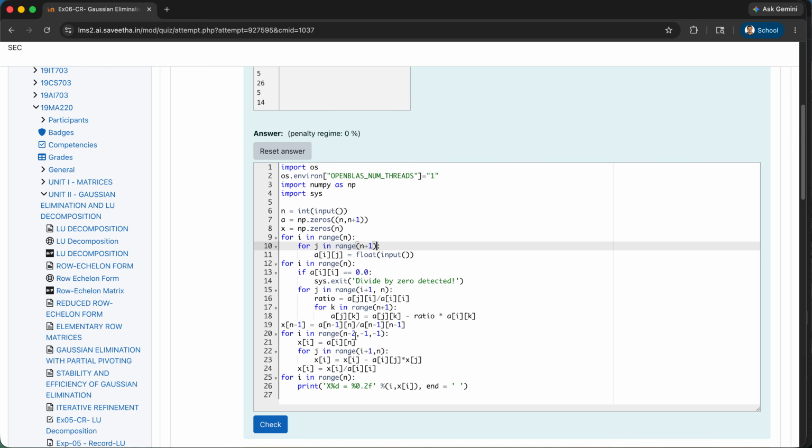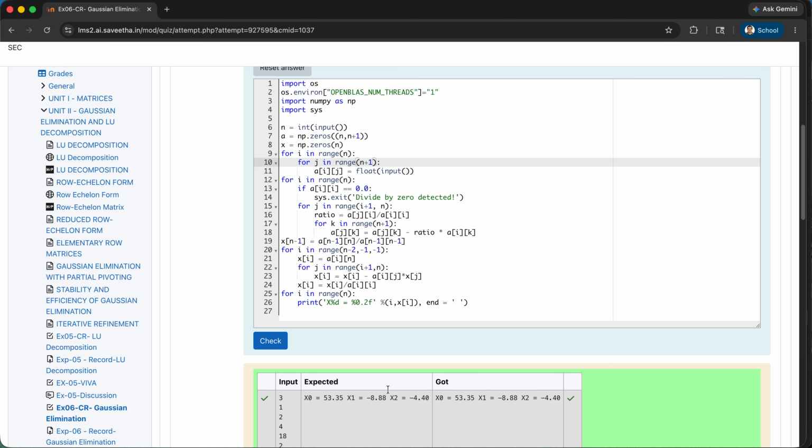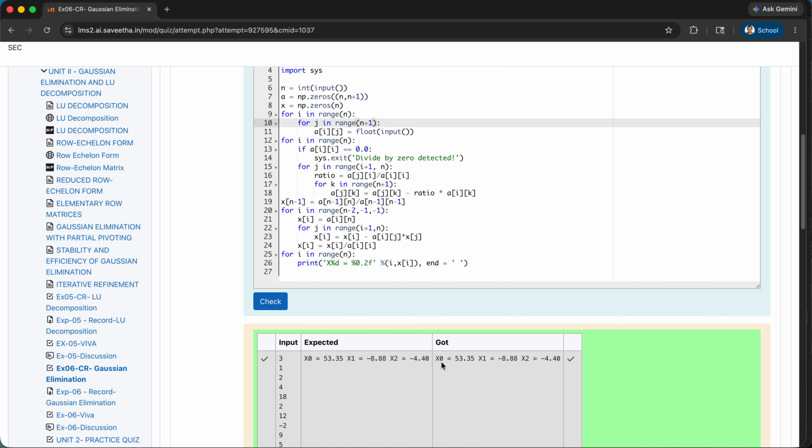Then afterwards you substitute all these values onto the original matrix. That is what is being done here. Finally, you display it like this, and you will get the solution: three solutions for a 3 by 3 matrix, x0, x1 and x2. Thank you.